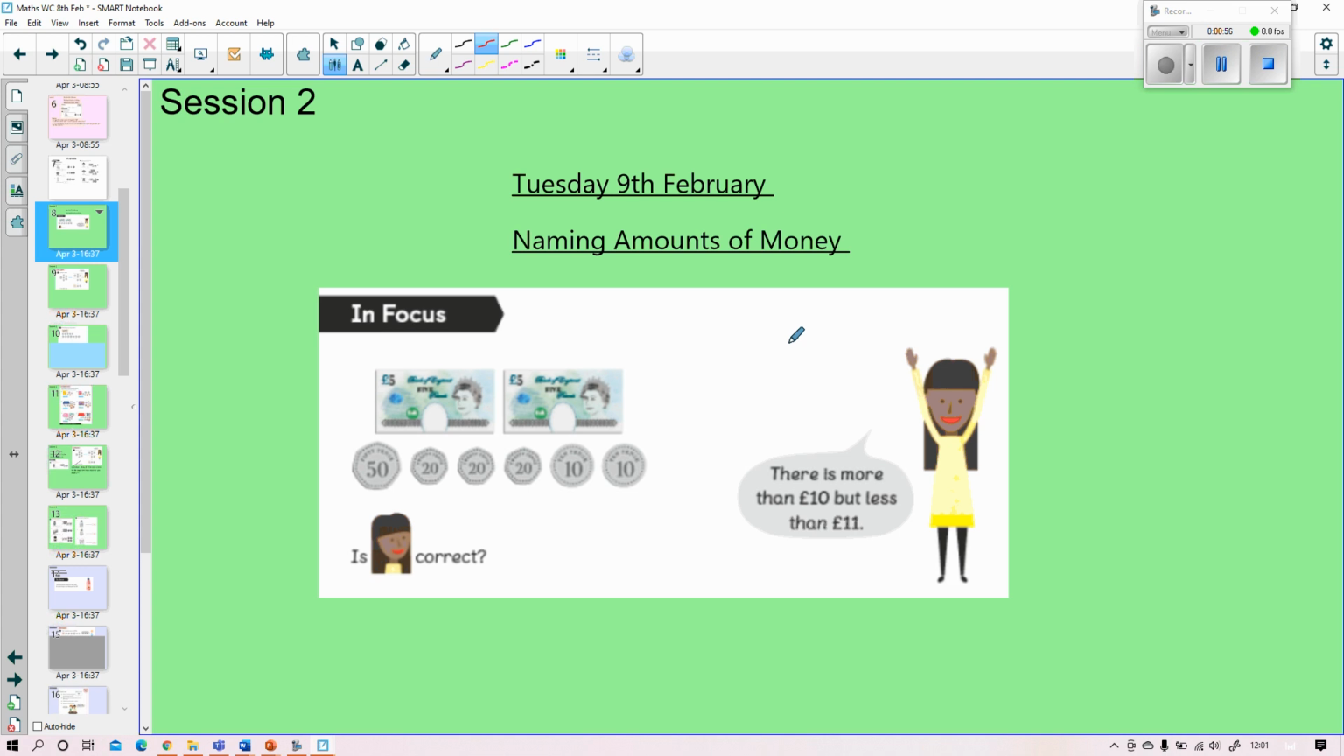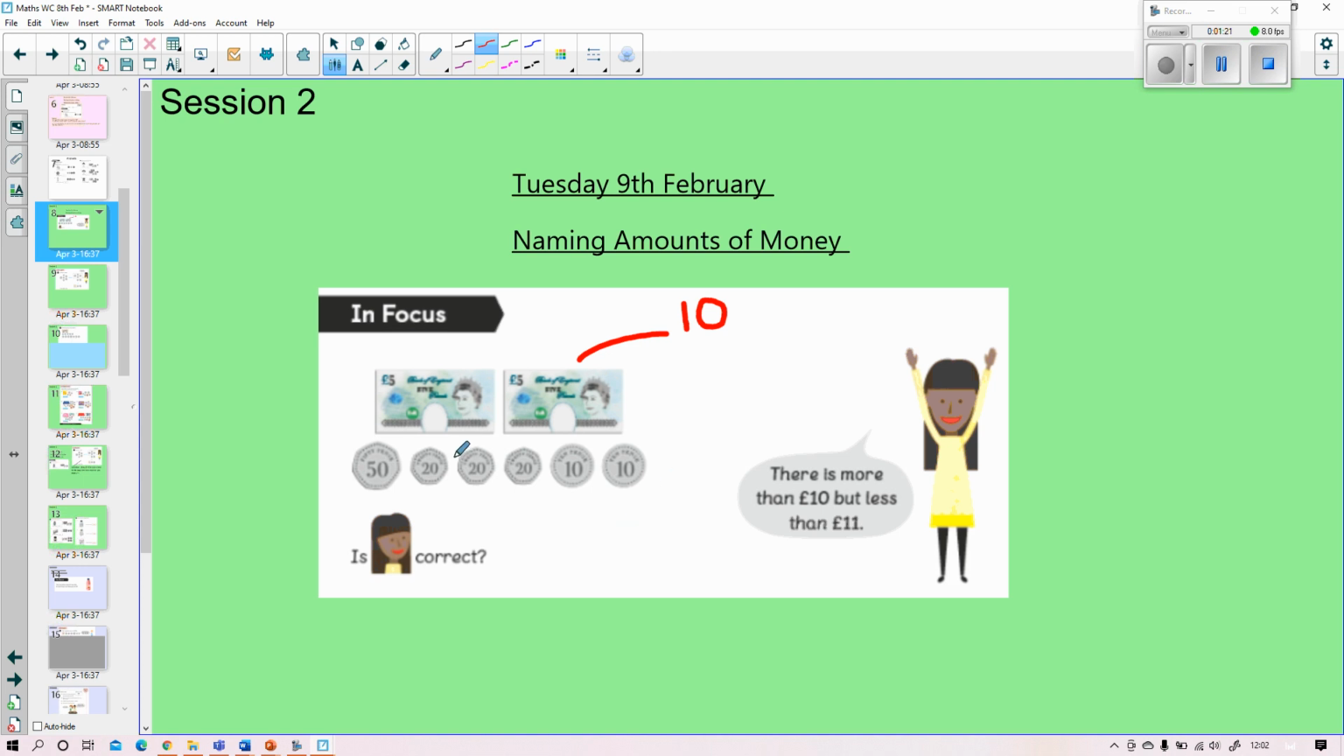How can we tackle this then? How could we work out whether Lulu is right? She thinks more than 10 but less than 11. So she thinks it's in between these numbers. Right, yeah, of course, we need to add it up, don't we? So really obviously in front of us here, we've got two £5 notes. So we can start with that one because we know that must make 10. So we know that we've already got £10 to start with.